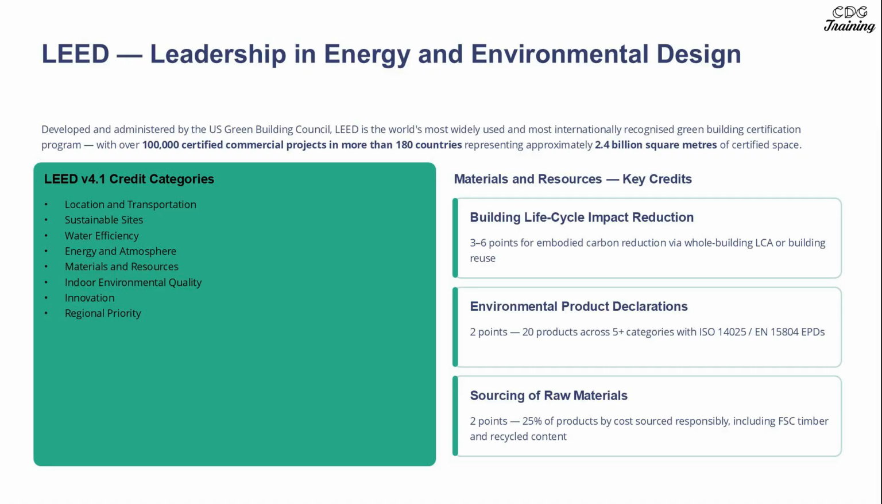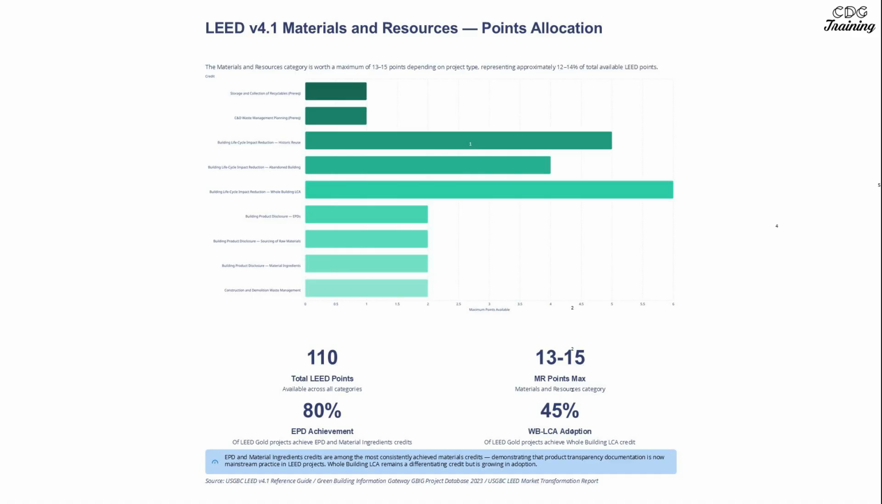LEED is a globally recognized green building certification program that focuses on energy and environmental design. It includes key credit categories like location, water efficiency, and materials, emphasizing life cycle impact reduction and responsible sourcing. LEED version 4.1 allocates points based on materials and resources, with a total of 110 points available. It emphasizes EPD achievement and LCA adoption, encouraging sustainable building practices.